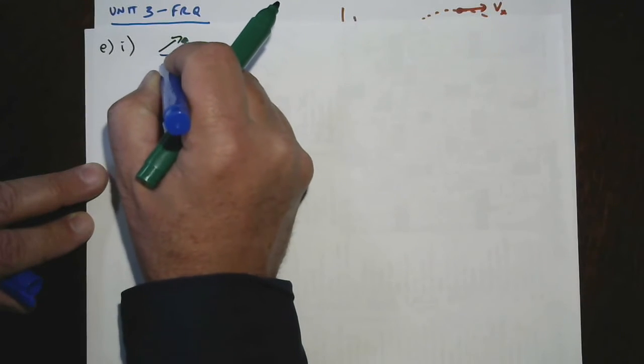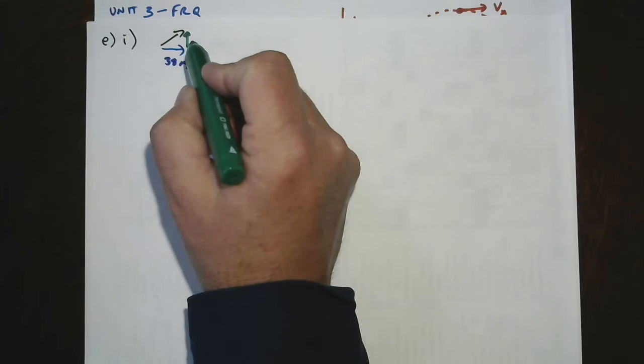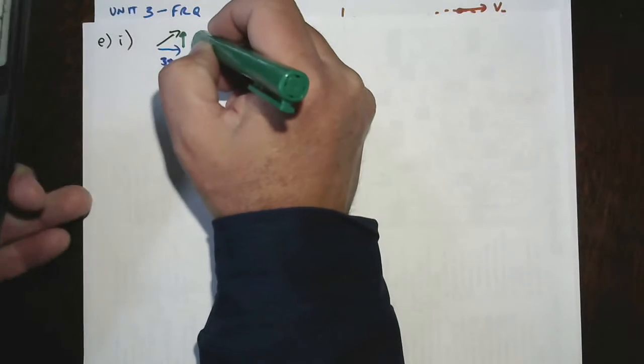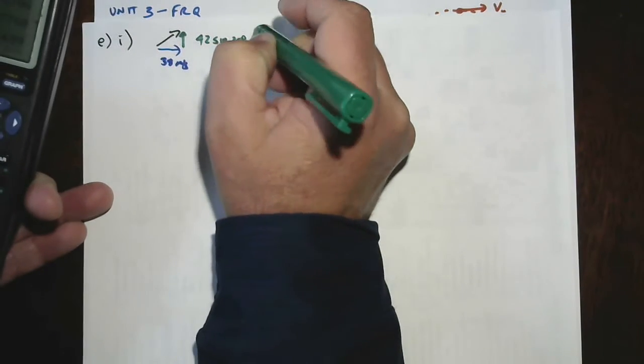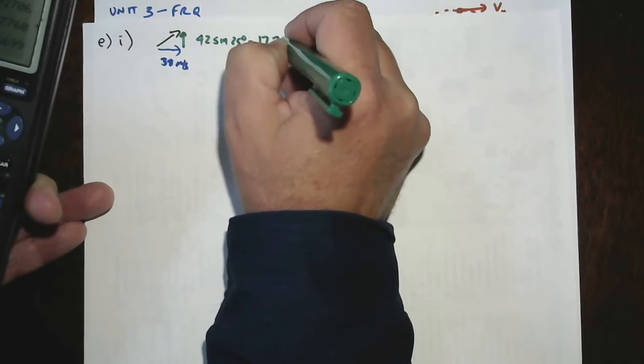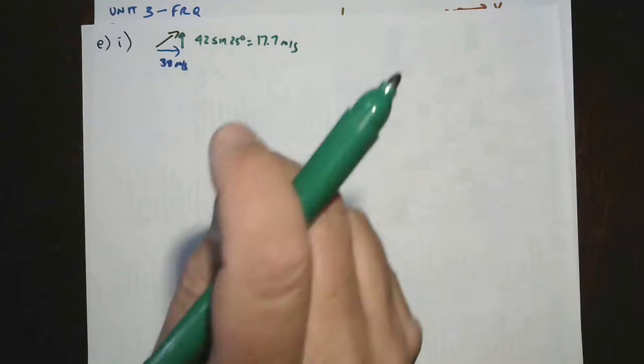Now we know that this one is 38 meters per second, and if we do 42 times the sine of 25, we can find the y component. So let's do that. 42 times the sine of 25 degrees equals 17.7 meters per second. Now we have our launch conditions, and we can solve this problem.